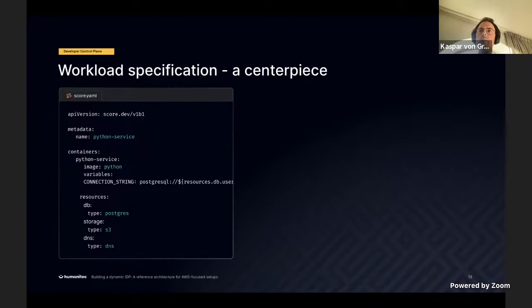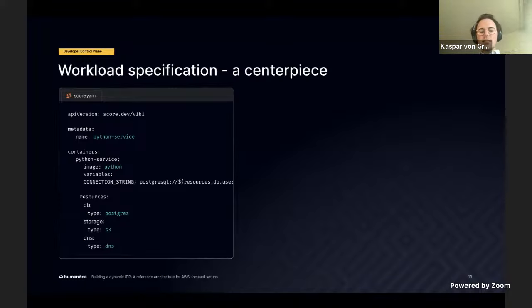It's a general recipe on how my workload relates to dependent resources. If you want, it's a general way of explaining my architecture to a system. And I'm explaining this in an environment agnostic way, which means that it doesn't matter whether it's staging or production. In any case, in this example, the Python service depends on a resource of type database Postgres, storage S3, and then a type DNS. And then we have a connection string that tells my workload how to connect to my database.